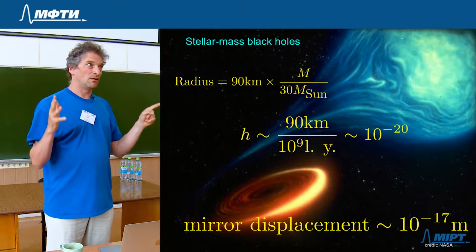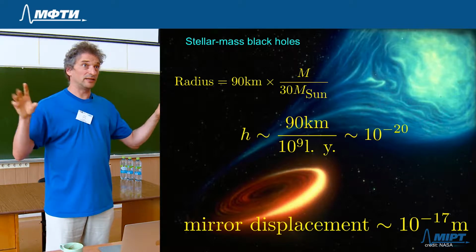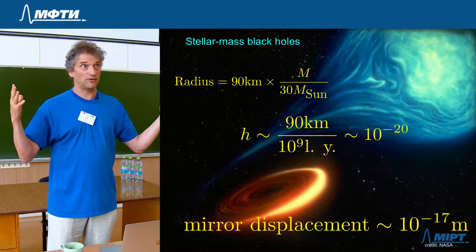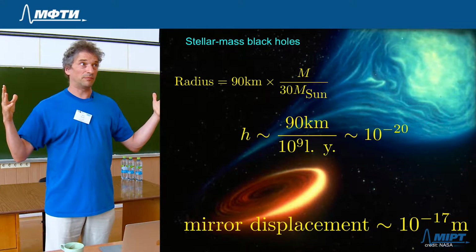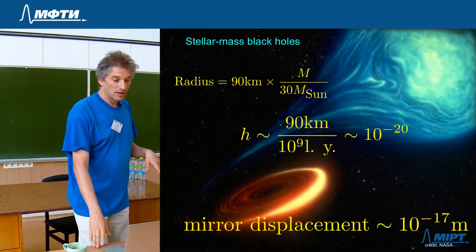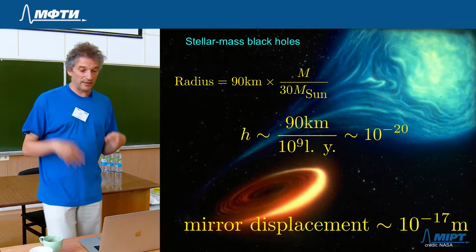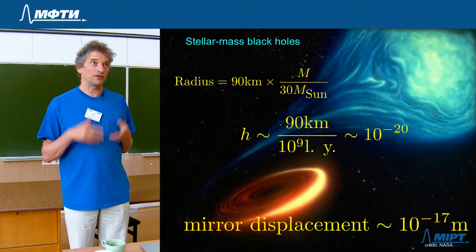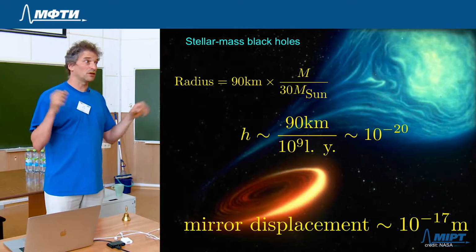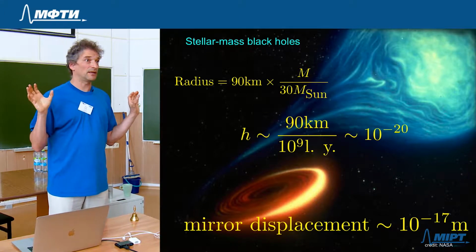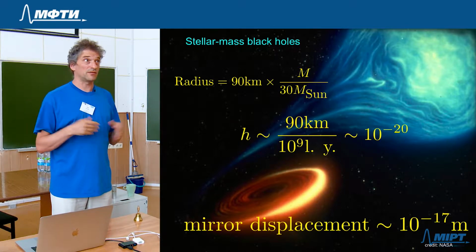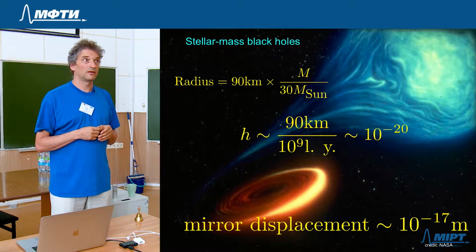So now, how do I calculate the displacements of the mirrors of the LIGO detector? I have to take this strain h and multiply it by 4 kilometers, which is the separation between the LIGO mirrors. If I do this, I get displacements of the order of 10 to the minus 17 meters. So during the first detection that LIGO made, that was the displacement that the mirrors experienced as a result of this gravitational wave.